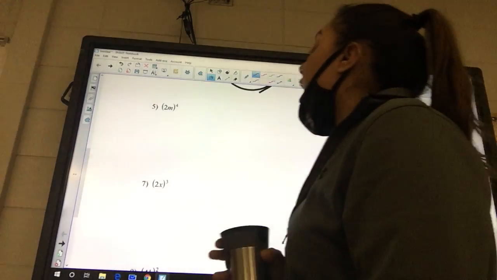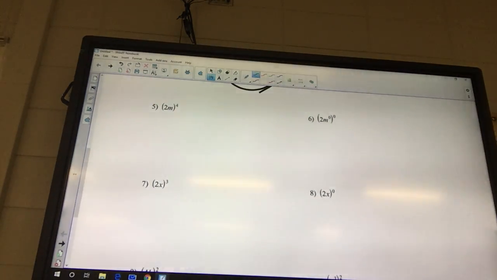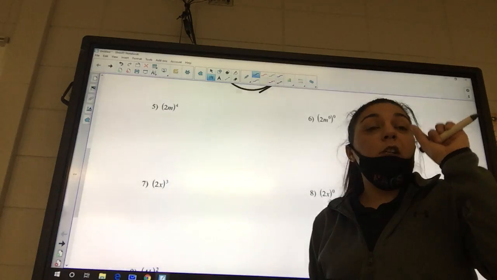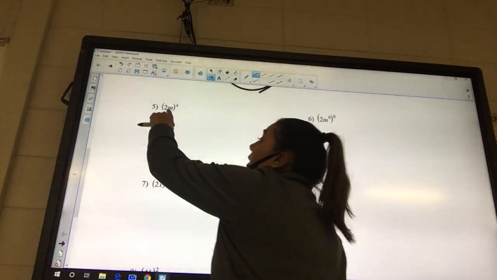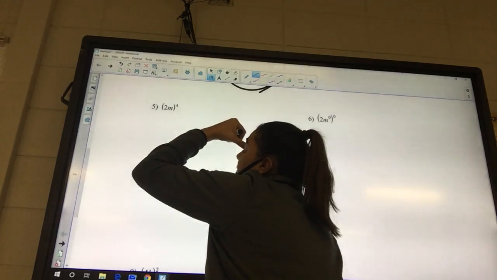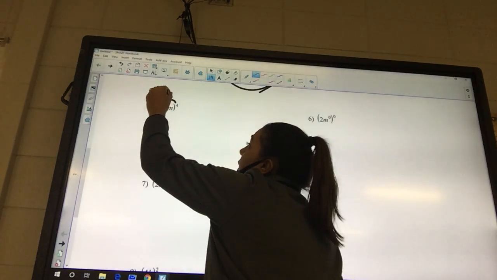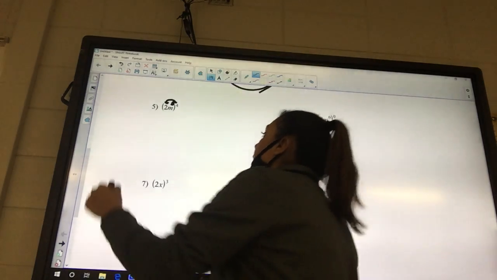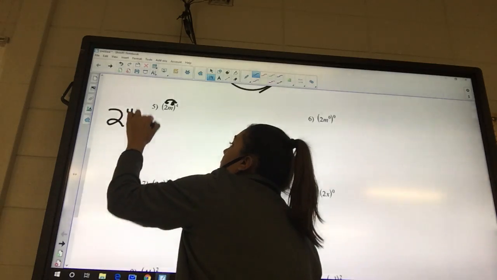Okay, so we have a number and a letter for our base that is raised to a power of 4. Okay, now this little 4 really needs to go to each number and each letter. Now, on the inside here, I'm not even going to do it that way. Okay, so we need to go to each number and each letter. Okay, and so when we write it all out, you're going to write it as 2 to the 4th, m to the 4th.